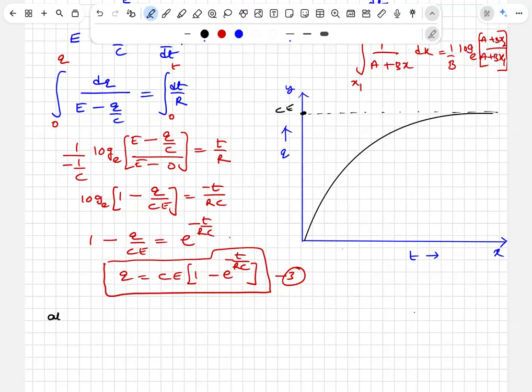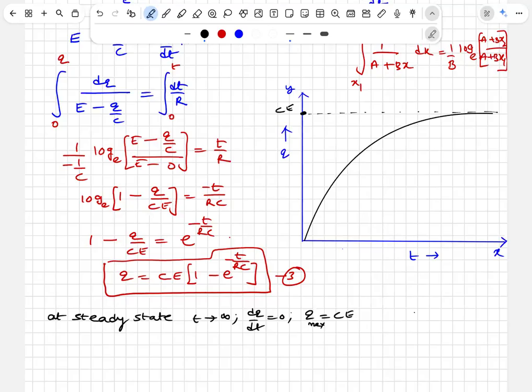At steady state, maybe that happens, t tends to infinity, or dq by dt is equal to 0. That is called steady state. At steady state, the charge is CE, and this is the maximum. That is the maximum that you can store in the capacitor under these conditions.